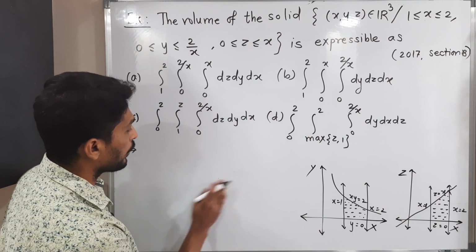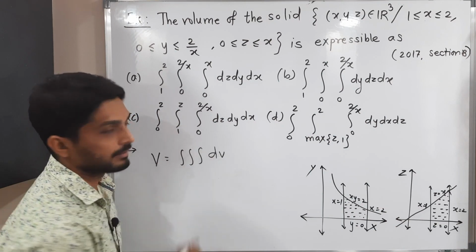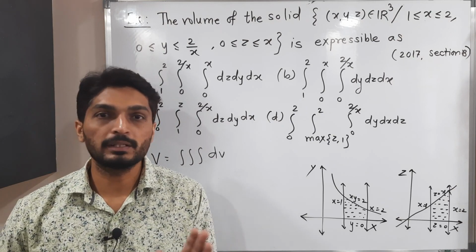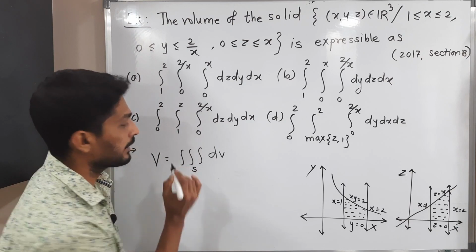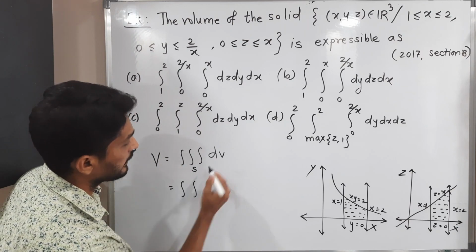What is the formula for volume? V is equal to, we know, the triple integration of dV. It is a very simple formula; there is no function. Simply we have to write the triple integration of dV over the region S. So let us solve this integration.